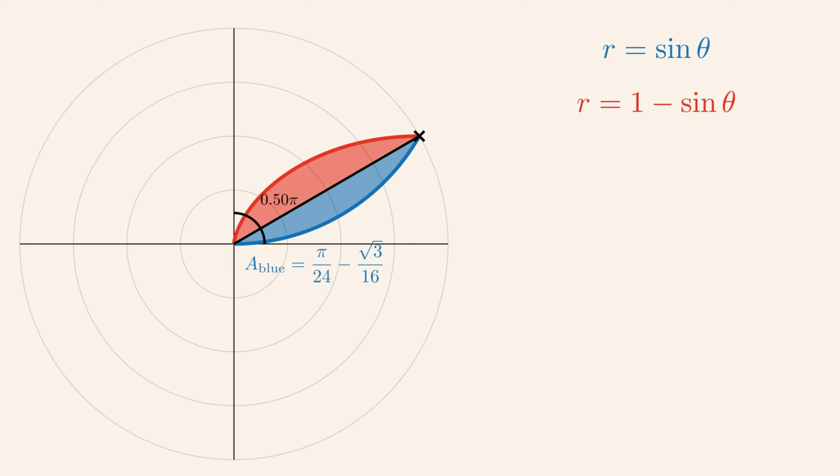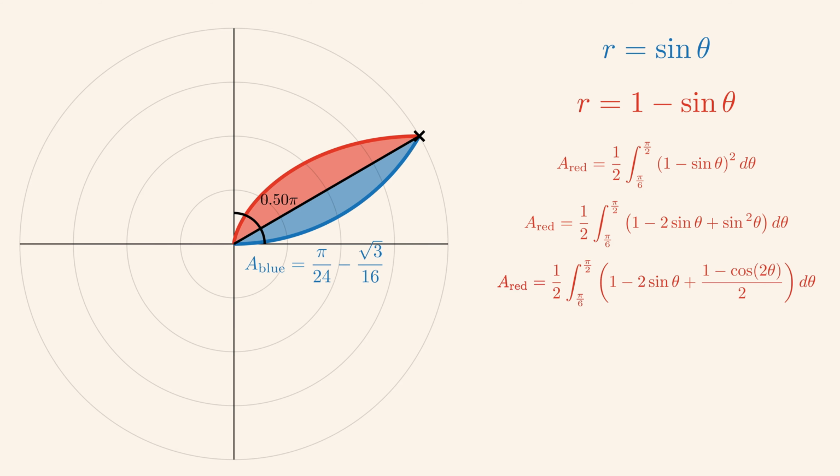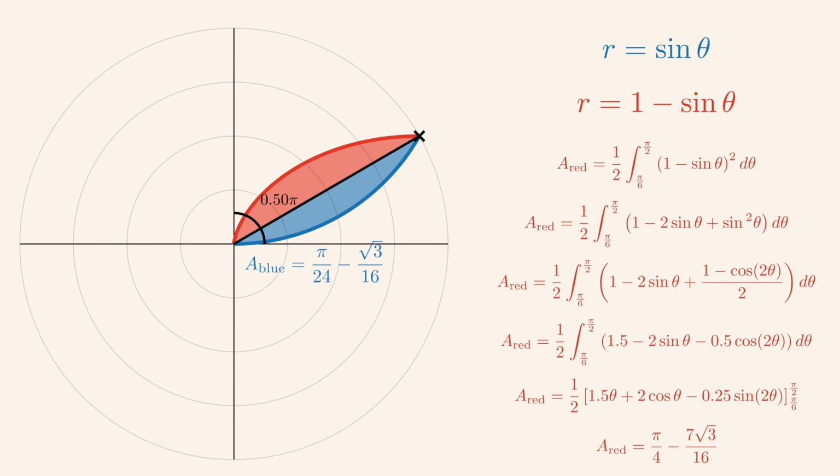Now we integrate along the red cardioid from pi by 6 to pi by 2. This integration is a bit longer than the previous one, but the ideas are the same. We expand the binomial, apply the trigonometric identity, simplify the expression, and then substitute the limits. The exact area of the red region is shown here. So yes, the integration can be a little lengthy, but it's not conceptually too difficult. The harder part is often visualizing how to split the target region correctly. Once that's clear, the calculations become quite manageable.